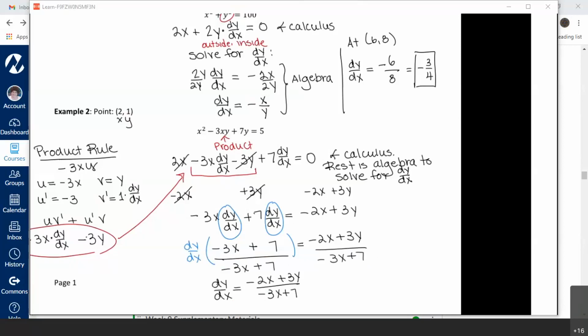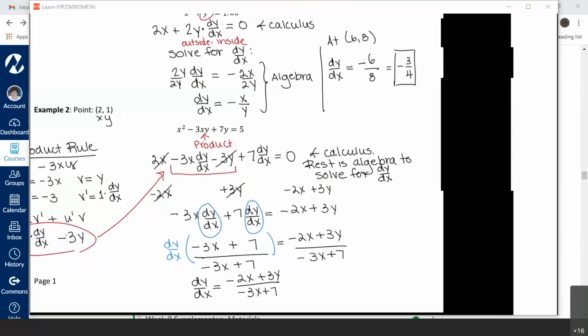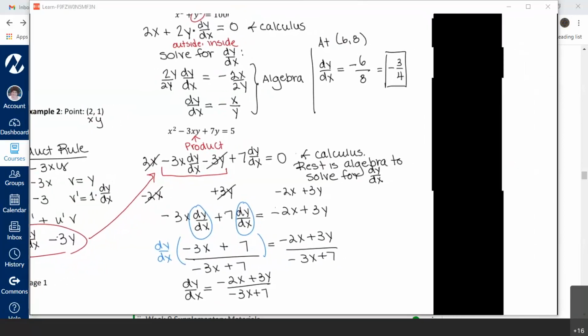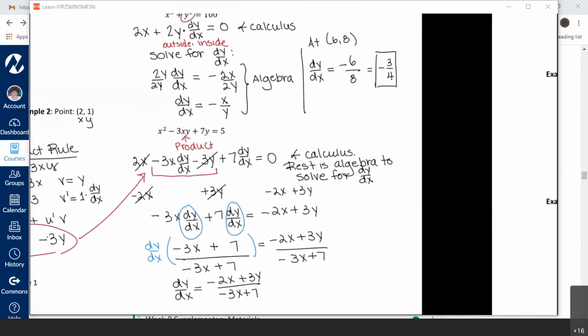Everybody good with that? So there it is, solving for the derivative. And now they want me to evaluate it at (2, 1).